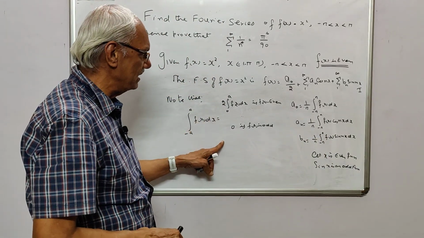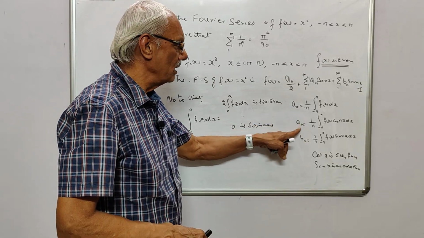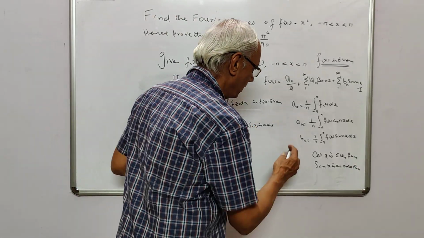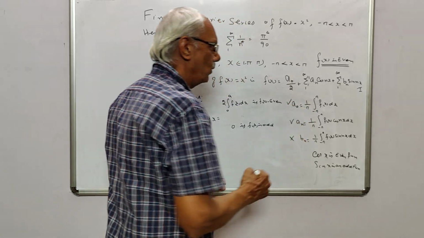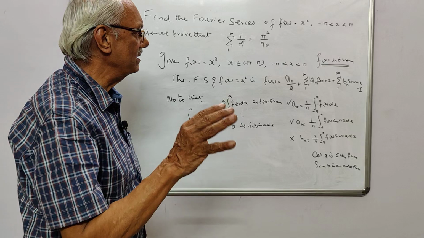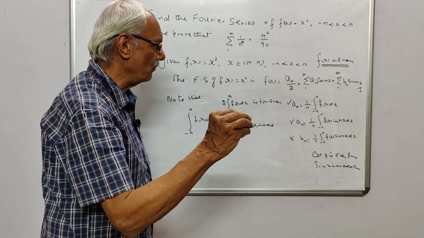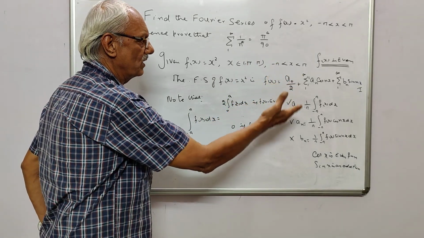As per this I have written here, this bn will become 0, a naught will not become 0, an will not become 0, and therefore this will become 0. So this will go off. Only you have to find the value of a naught and an. I will make things in a very short form. We have found this f of x is an even function.